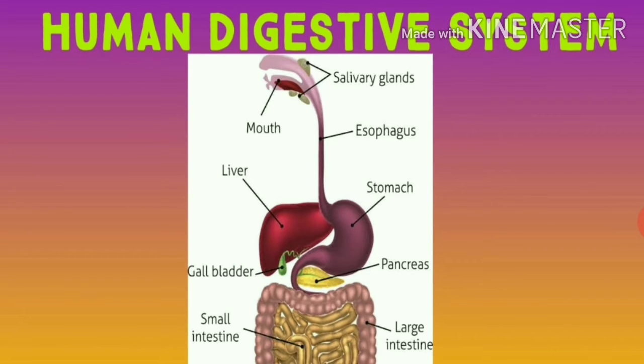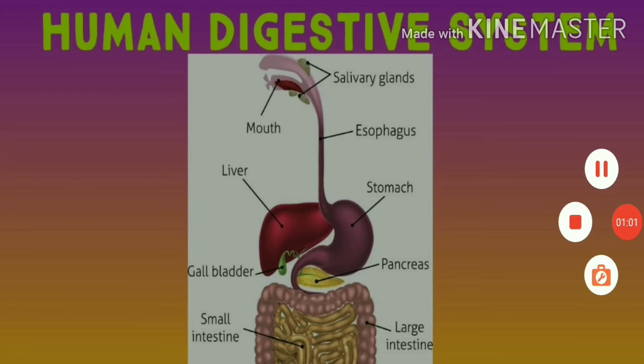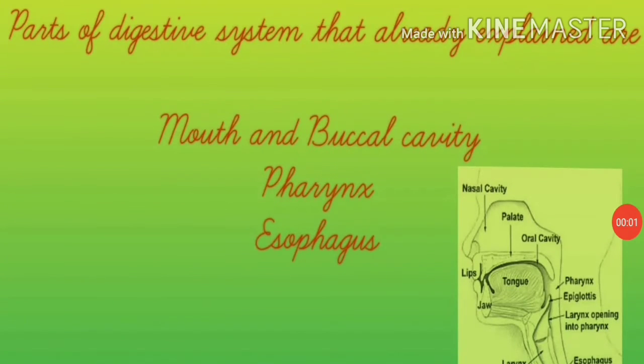My dear student, we have already completed the explanation of the mouth, buccal cavity, pharynx and esophagus. So today we have to learn about the stomach. So let's proceed. The parts of the digestive system already explained to you are the mouth and buccal cavity, pharynx and esophagus. Let's revise once again.